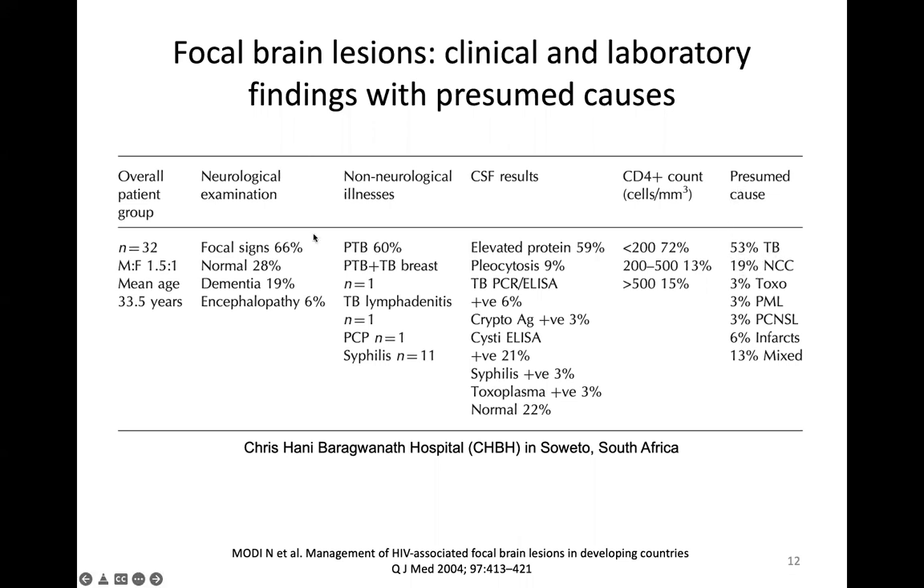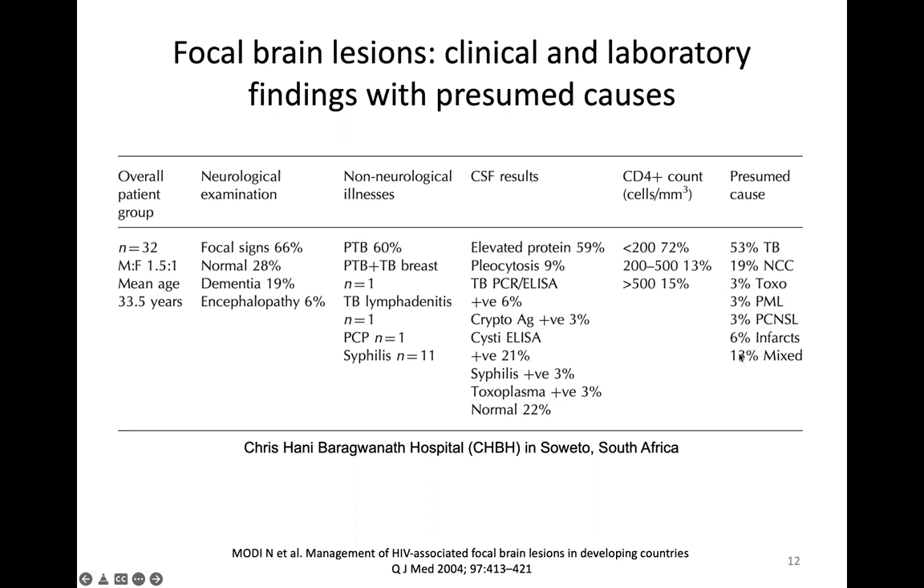You can see in most of these cases, the presumed cause, presumed meaning before the test, and then you get the test results. TB was most likely to be suspected, neurocysticercosis second, and then you can see toxo, and then progressive multifocal leukoencephalopathy, and then primary CNS lymphoma, 3%, and some infarcts, and mixed, quite common actually.